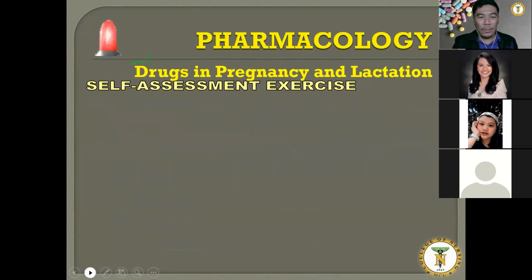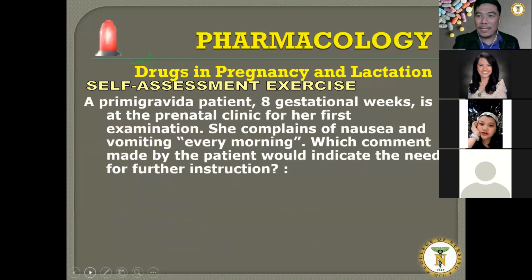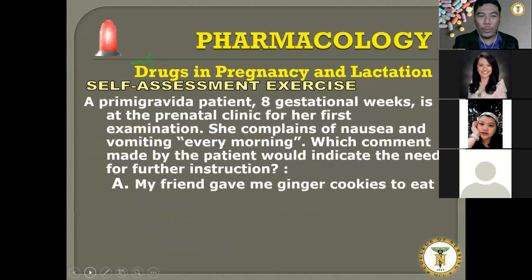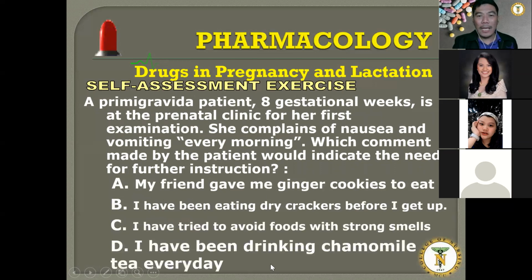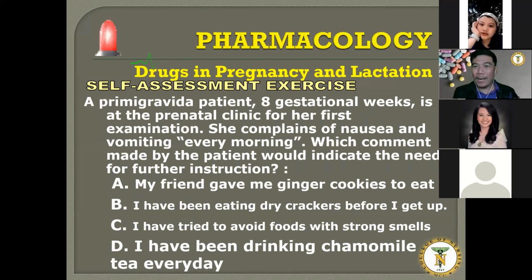So next question. I think this could be the last kasi we are already having the quiz that will be posted. A primigravida patient, 8 gestational weeks, is at the prenatal clinic. She complains of nausea and vomiting every morning. Which comment made by the patient would indicate the need for further instruction? A, my friend gave me ginger cookies to eat. B, I have been eating dry crackers before I get up. C, I have tried to avoid foods with strong smell. D, I have been drinking chamomile tea every day. Alin dito yung very alarming?